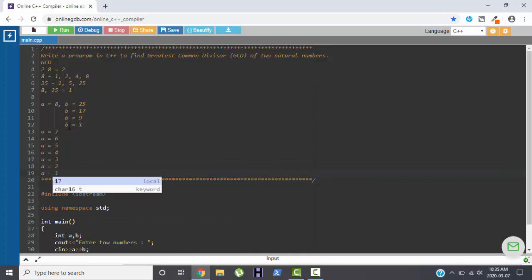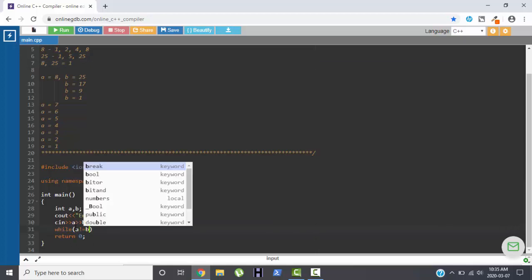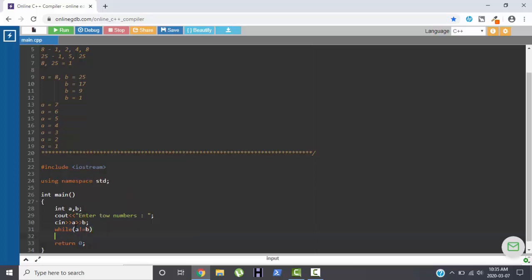Now both the values of A and B are equal. So GCD is 1. Okay. I hope you understood the logic. We'll be using this same logic in a while loop, while A does not equal B. Simple.